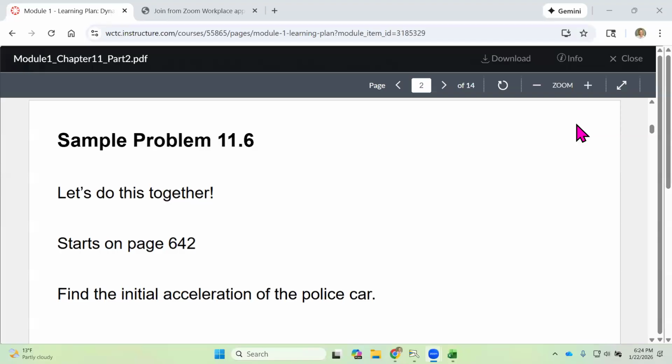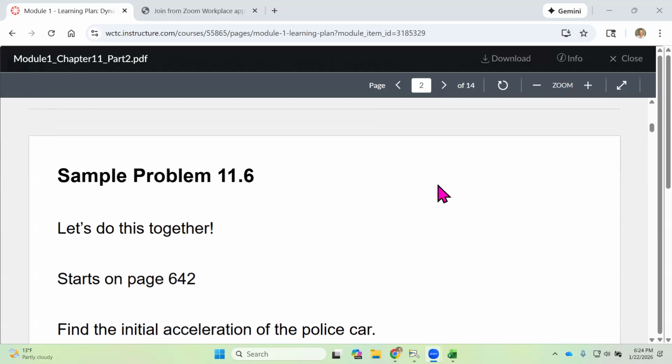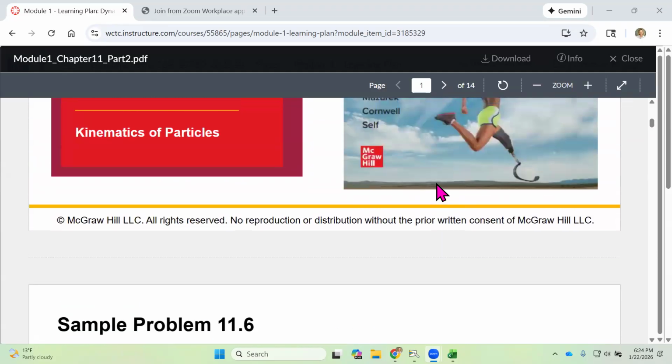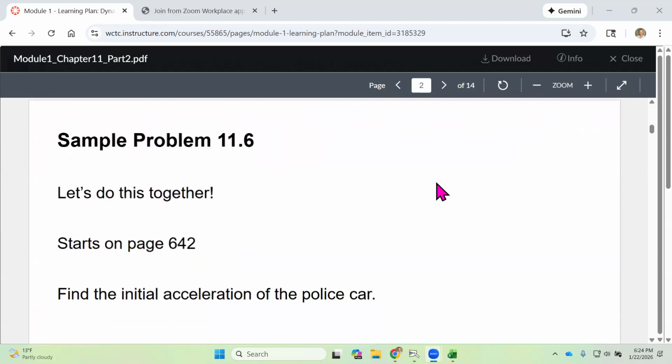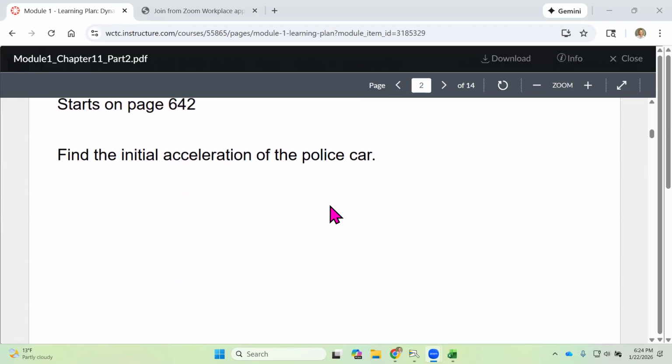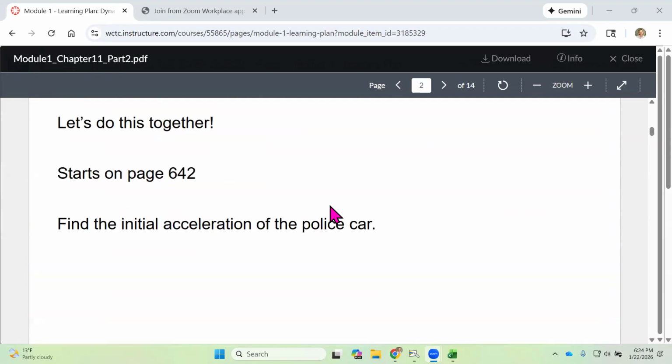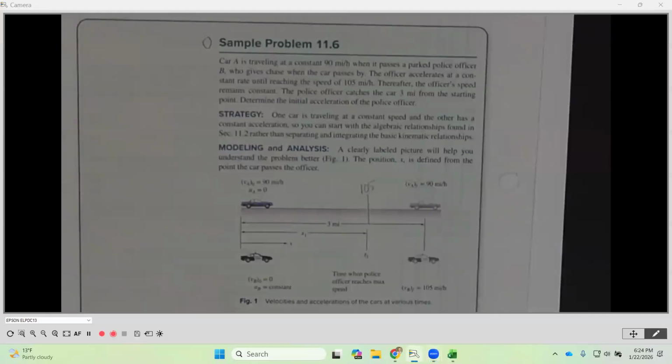Okay, so this starts kind of the second half of our lectures here for Module 11. Starting at the very beginning of the Part 2 PowerPoint presentation. This is the second PowerPoint presentation. Our first slide wants us to do sample problem 11.6, and this is found on page 642. Actually, I don't have that one here, so I'm going to go underneath.